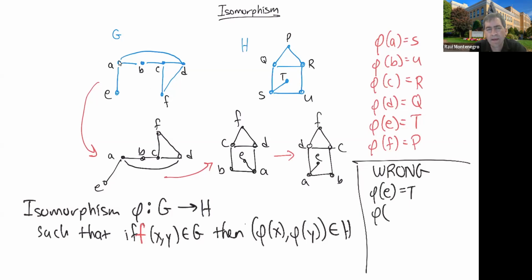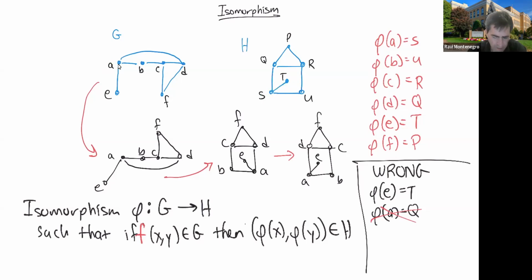And then A, well, A could be any degree 3, right? So maybe I make it Q, because that's degree 3. So here's where I went wrong. That's not okay. Why? Well, looking back at our original figure, A and E are next to each other. That means in the isomorphism, they still need to be next to each other. So T is only next to S.